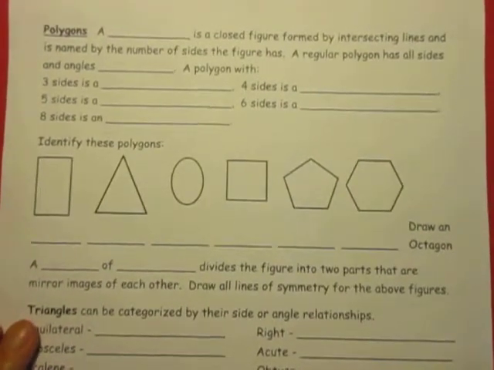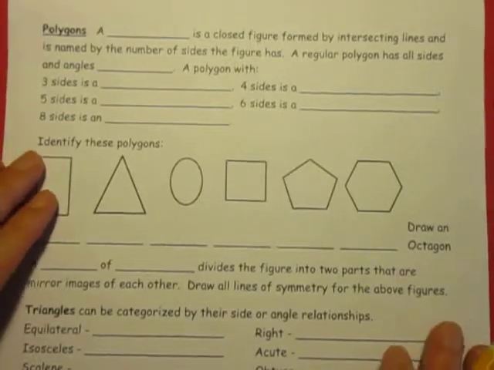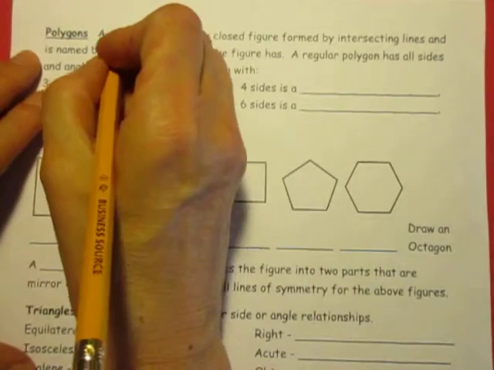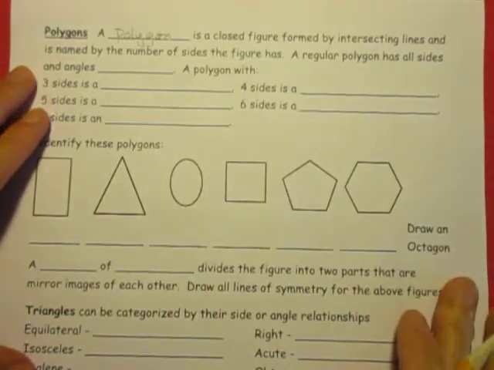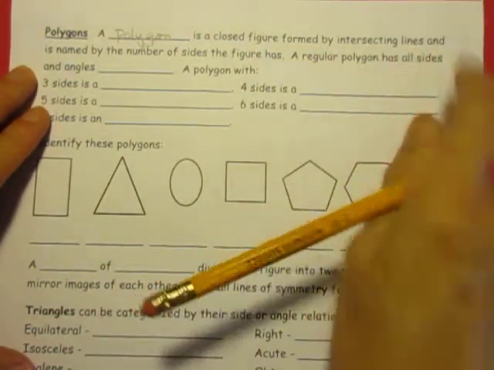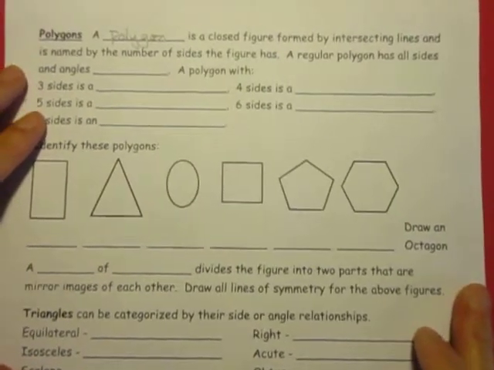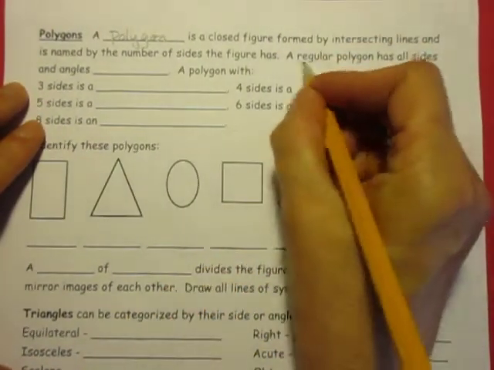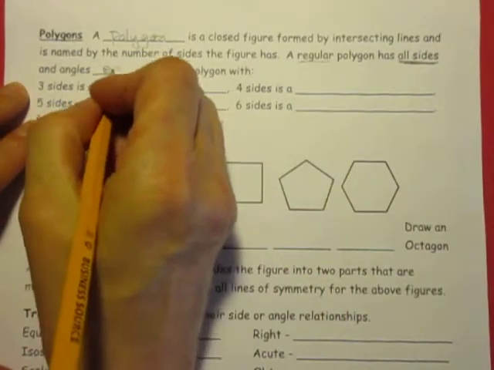Okay, in this video we're going to continue on looking at some plane figures. I want to specify the term polygon. A polygon, specifically, is a closed figure formed by intersecting lines and is named by the number of sides the figure has. So a regular polygon means that all sides are equal and all angles also are equal.